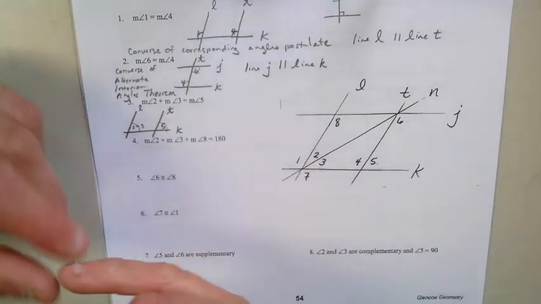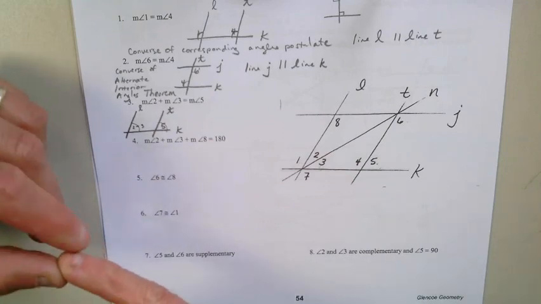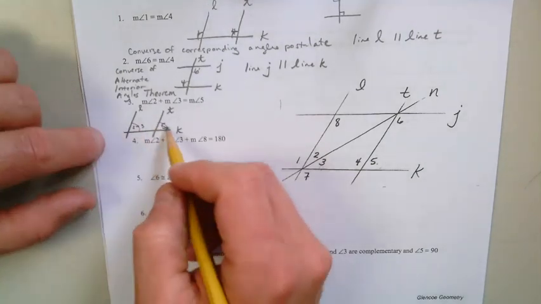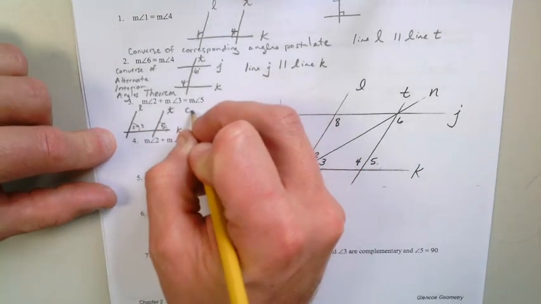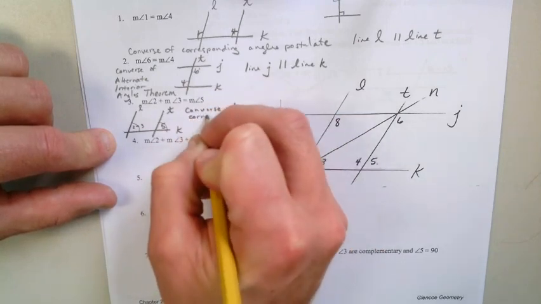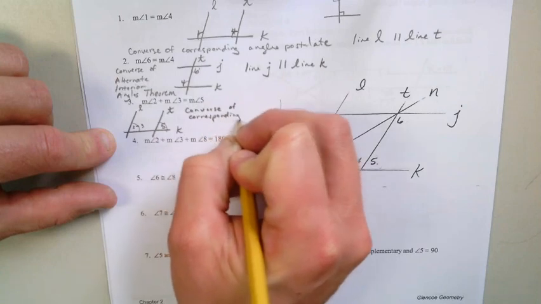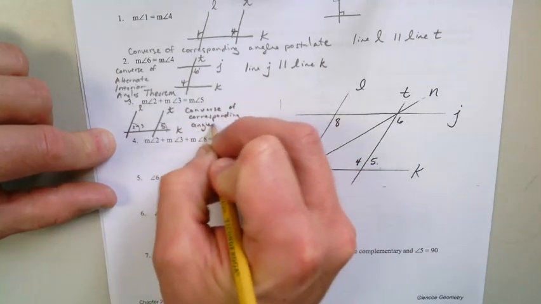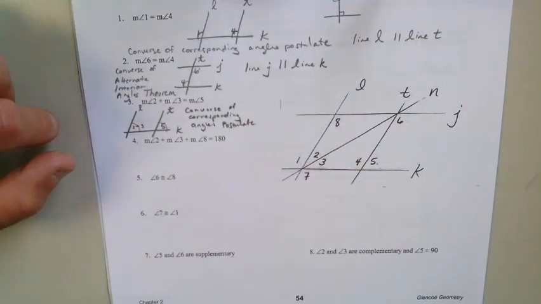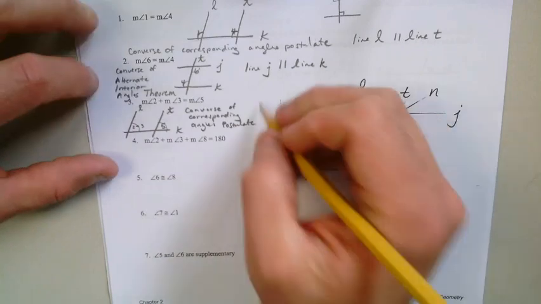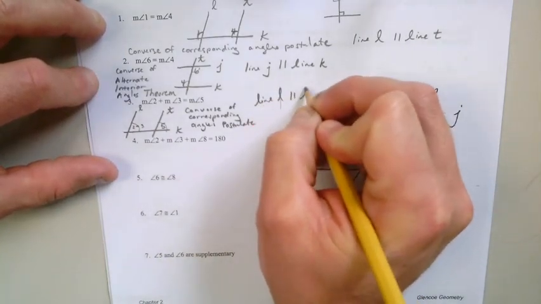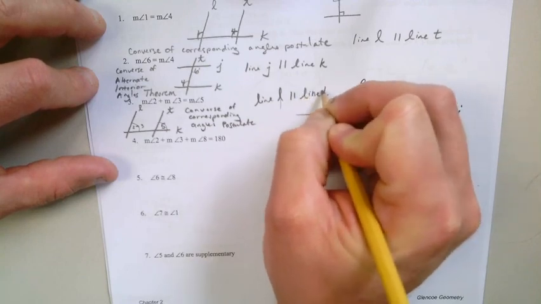So again, I asked myself, what type of angles are those? Those are corresponding angles. So if the corresponding angles are congruent, then lines are parallel. So I'm going to use, again, the converse of the corresponding angles postulate. And I'm also going to say, since K is a transversal, line L is parallel to line T.